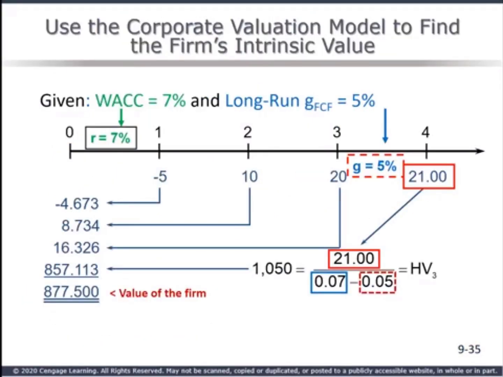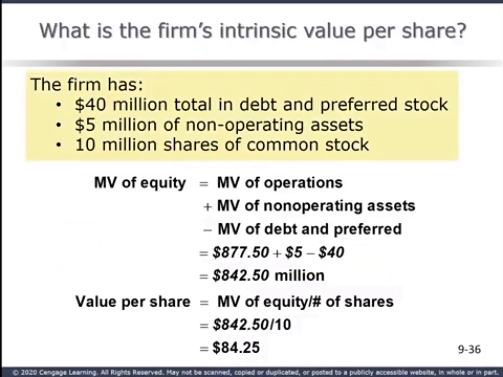With free cash flow, non-constant growth is frequently not a non-constant percentage, but rather estimates of free cash flow dollars. Other than being presented with dollars rather than a growth rate, the technique is the same as with a non-constant growth stock. Here we find the value of the firm equal to $877.5. If the firm has $40 million in debt and preferred, 5 in non-operating assets, and 10 million shares, the value of common equity is equal to $877.5 plus 5 minus 40, equal to $842.50. Divide by 10 million shares, share price, $84.25.